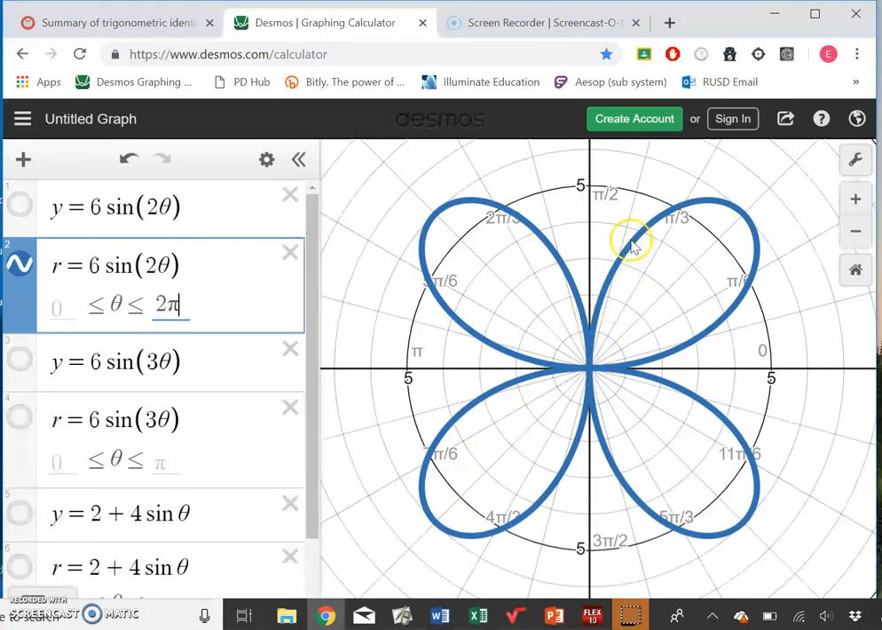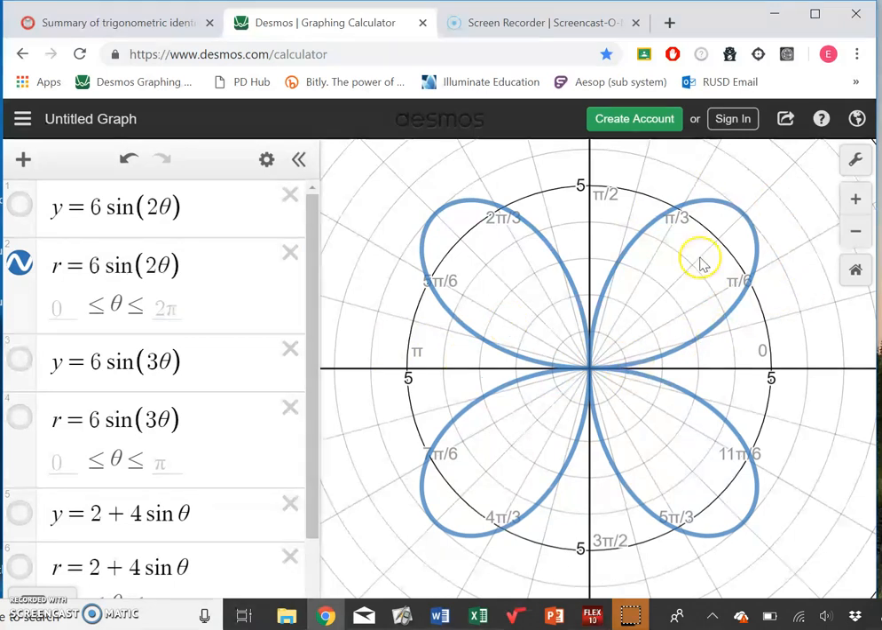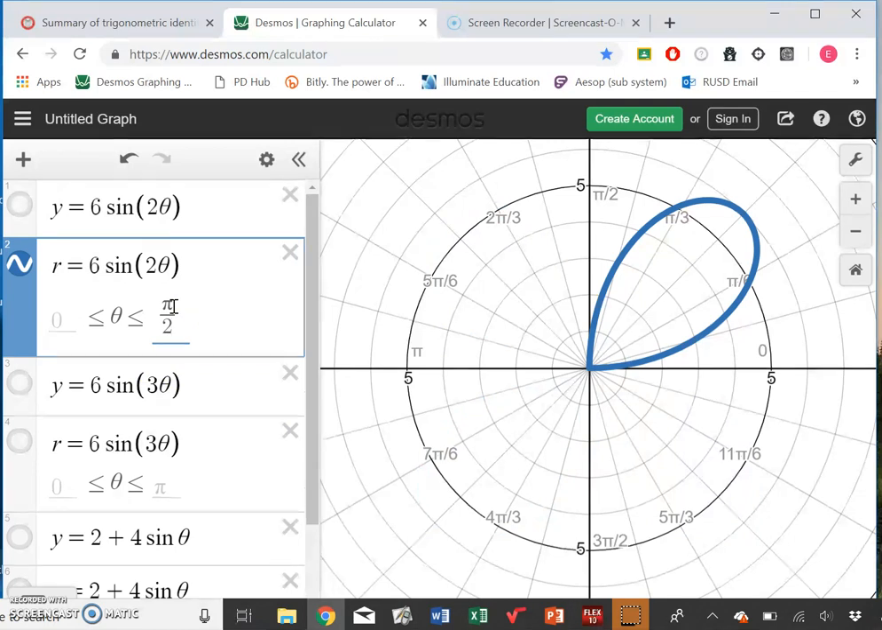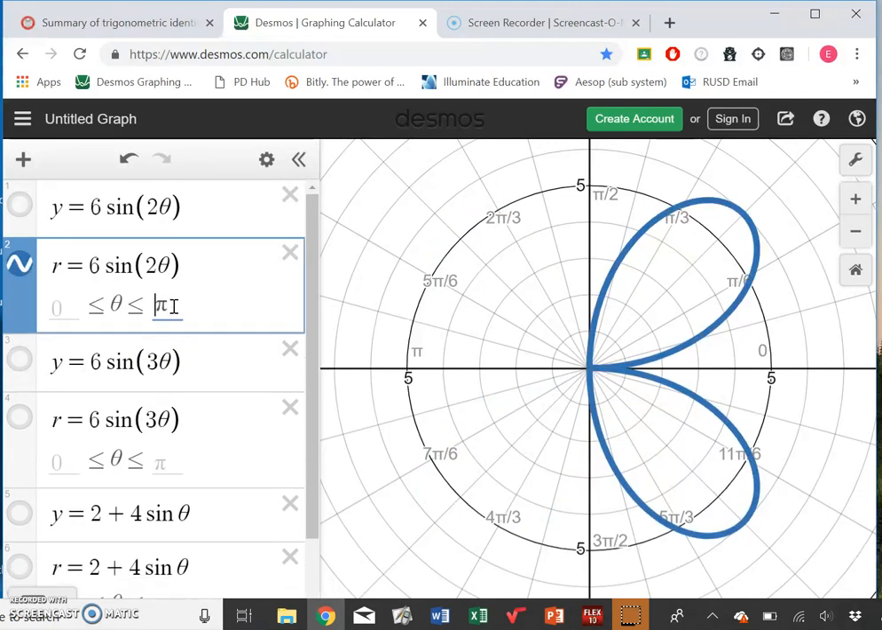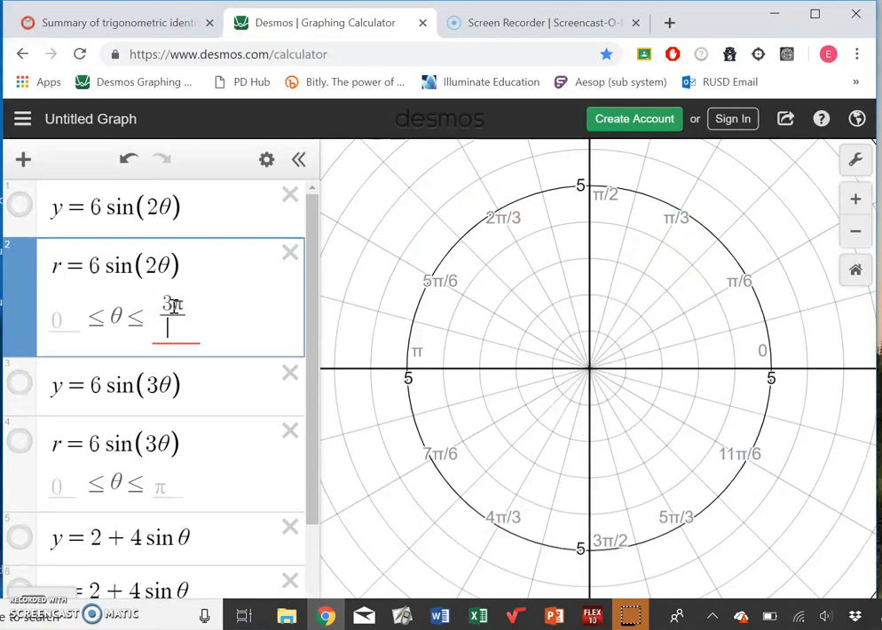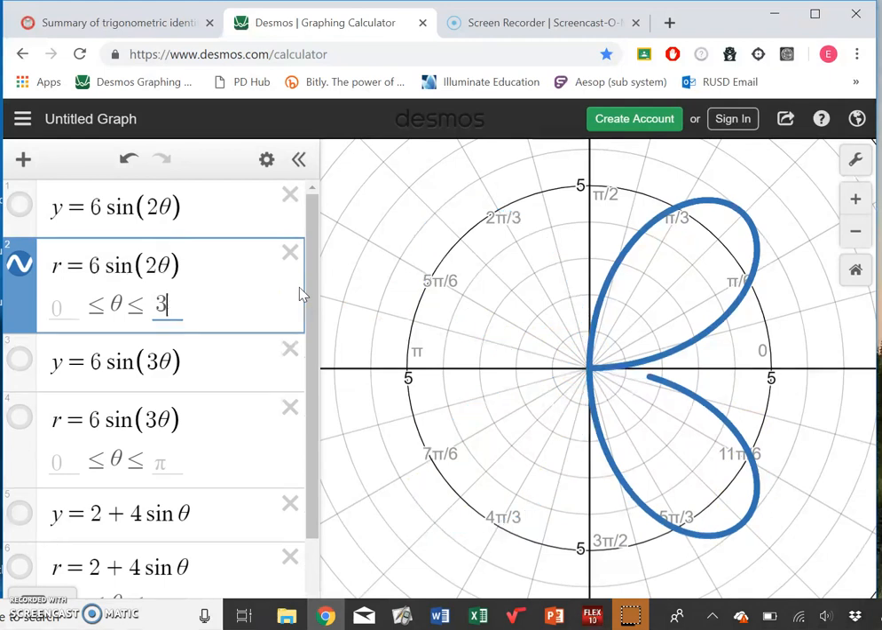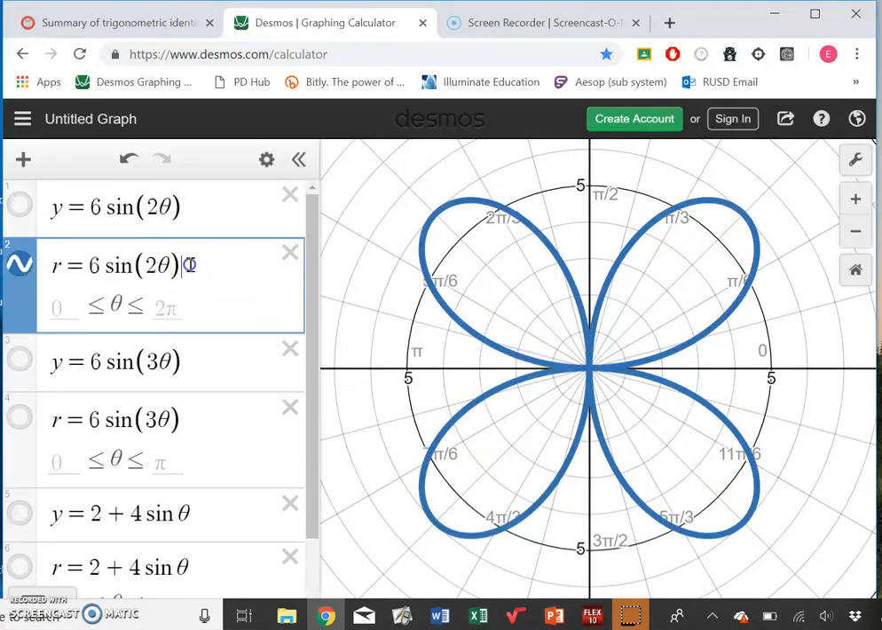Because what's happening is it makes this petal. If I only go out to pi halves, it only gives me 1 petal. When I go out to pi, I get both petals. When I do 3 pi halves, I get 3 petals, because it's graphing this petal in the first, and then this petal, and then this petal. And then when I take it back to 2 pi, it graphs the whole image, because it does each quadrant as it does pi. It's a pretty interesting thing.